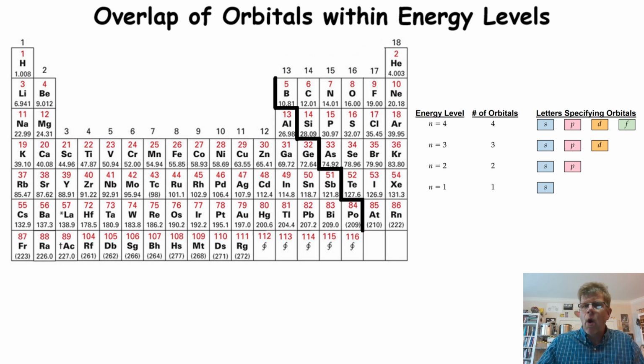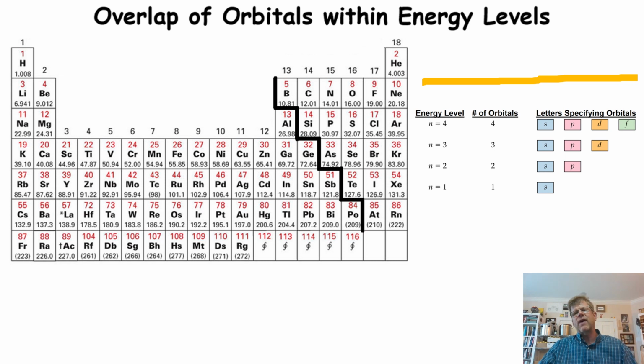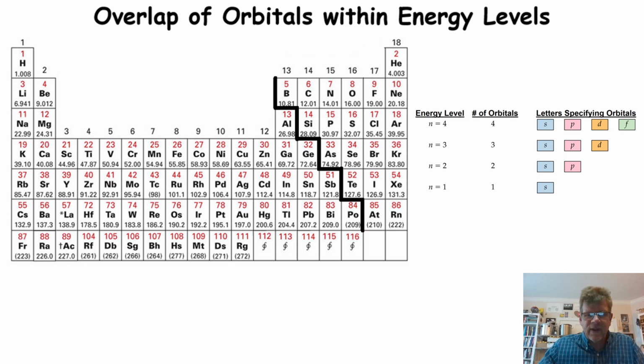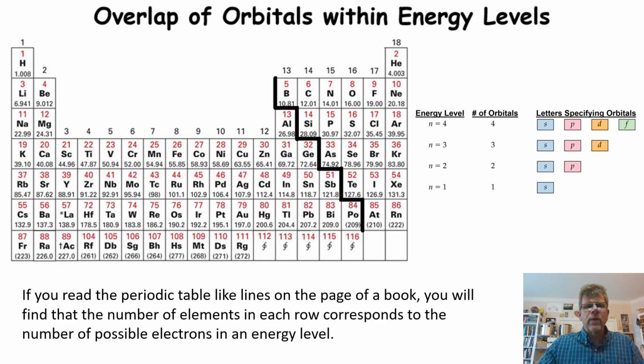What I've put over on our right-hand side is a rendering of how our energy levels are broken down into orbitals and subsequently the suborbitals. And over on the left-hand side is our periodic table. As we said before, when in doubt, we read the periodic table like lines on the page of a book. And we're going to find that the number of elements in each row corresponds to the number of possible electrons in an energy level.